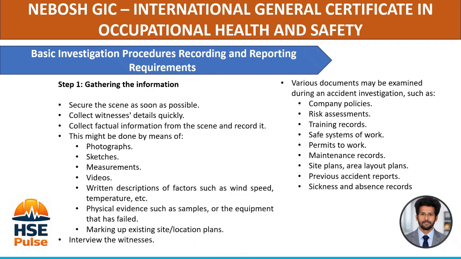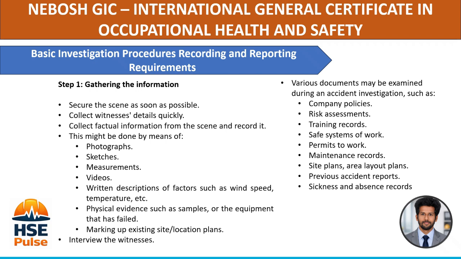Step 1, gathering the information. Once the accident has happened, first we need to secure the scene as soon as possible using barricades and warning tapes, etc. And collecting the eyewitness details of who has seen the accident, collecting the factual information from the scene by means of photographs, sketches, measurements, videos, and important technical factors such as wind speed, temperatures, etc.